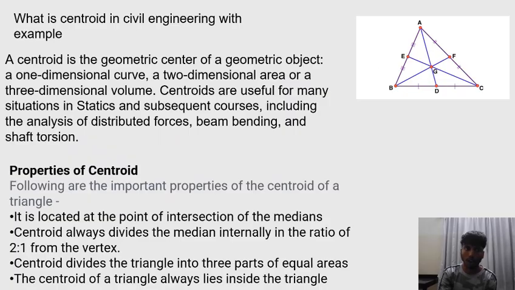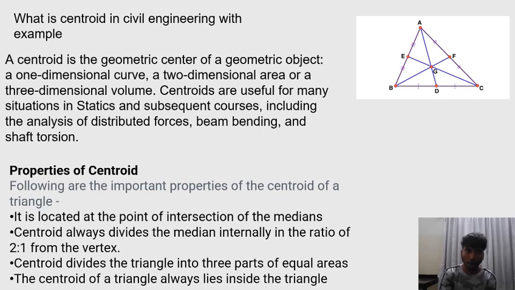Now coming to my new topic, the second video segment in civil engineering, which is about the centroid problem. First of all, let us study what a centroid is in civil engineering with an example. What is a centroid? A centroid is the geometrical center of a geometric object, such as a one-dimensional curve, a two-dimensional area, or a three-dimensional volume. Centroids are useful for many situations in statistics and subsequent courses, including the analysis of distributed forces, beam bending, and shaft torques. Now let us discuss the properties of the centroid.